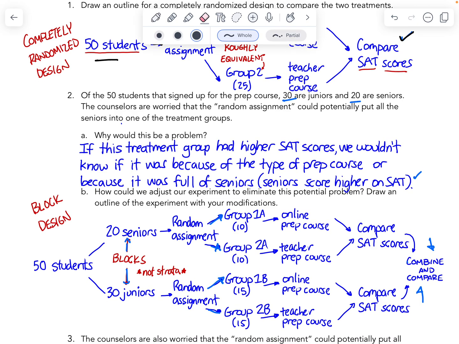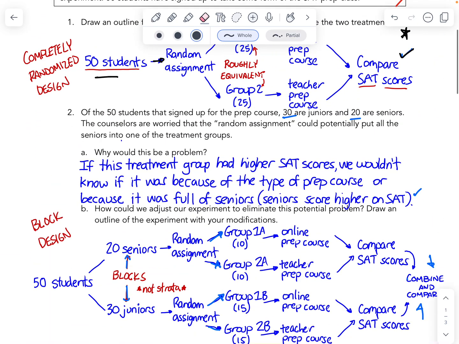In addition to a completely randomized design, we can also look at what might happen if we have some different homogeneous groups. For example, if we had 30 juniors and 20 seniors taking the class. There's some concern that random assignment could put most of the seniors, or all the seniors, into one group. And this, of course, would be a problem because it stands to reason that seniors would likely have higher SAT scores, right? So then we couldn't compare as easily.